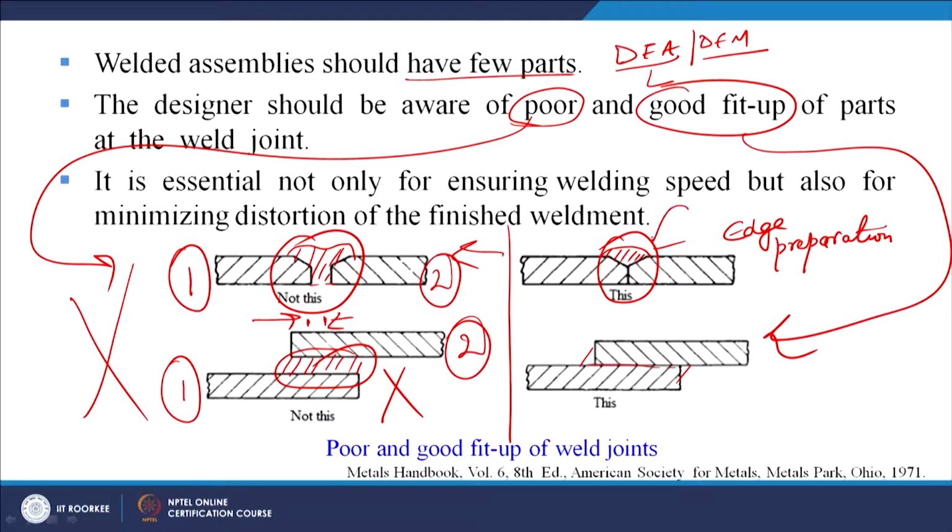So this is our weld joint. It is essential not only for ensuring the welding speed, but also for minimizing the distortion of the finished weldment. So how is this good fit up beneficial? Good fit up in these two cases is beneficial in ensuring good welding speed, so our productivity will be good, and minimizing the distortion. So we will be able to make the weldment without any distortion.